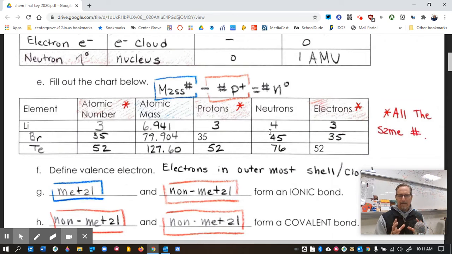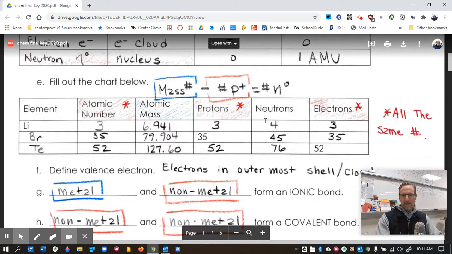Because you can't have a half of a neutron or a quarter of a neutron or 0.6 of a neutron. You need to have a full neutron. So make sure you round those numbers to the nearest whole number when you do the math here.